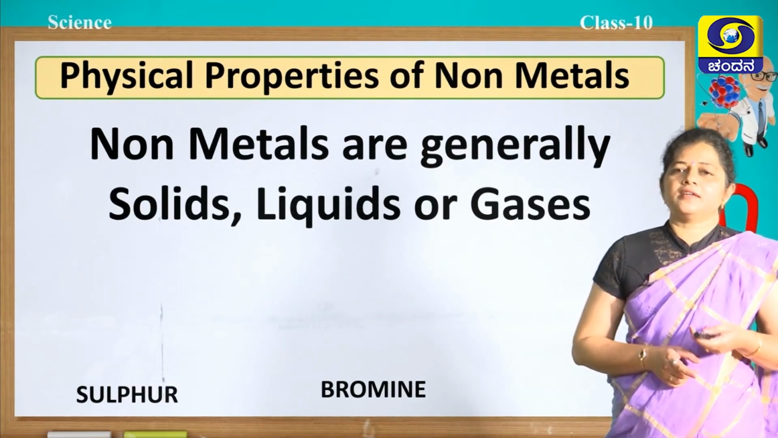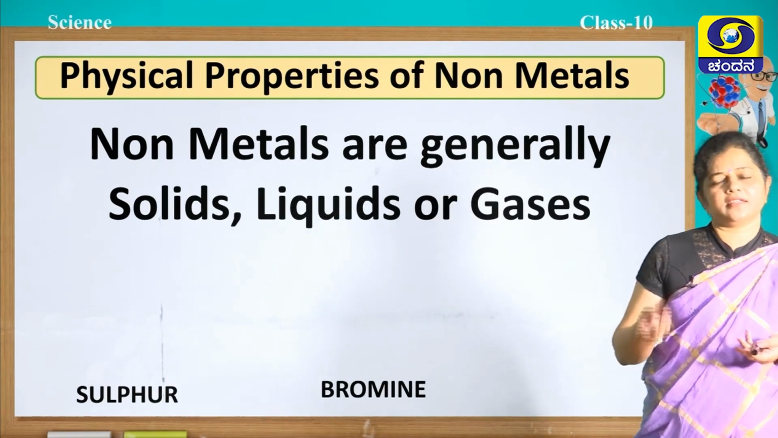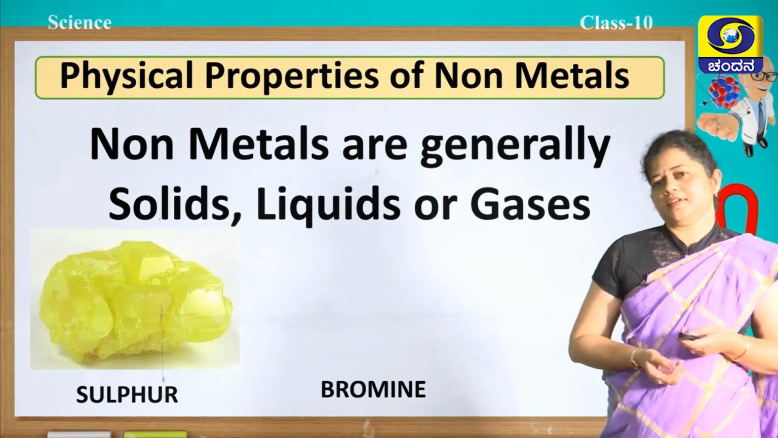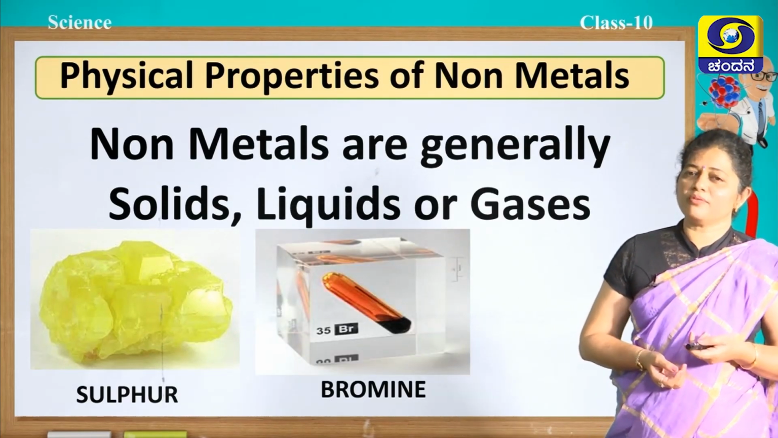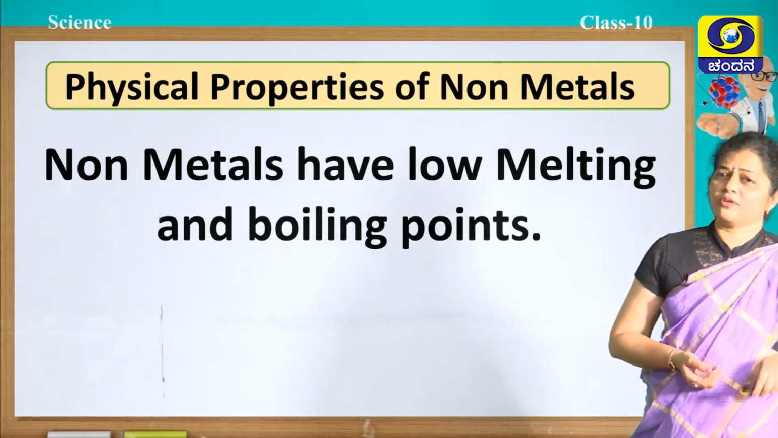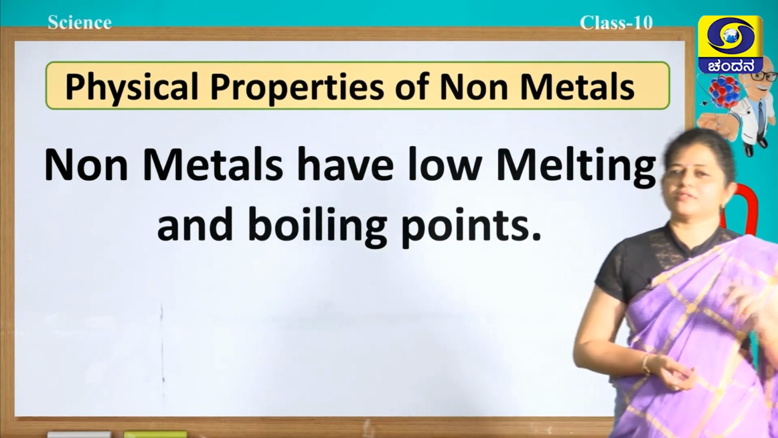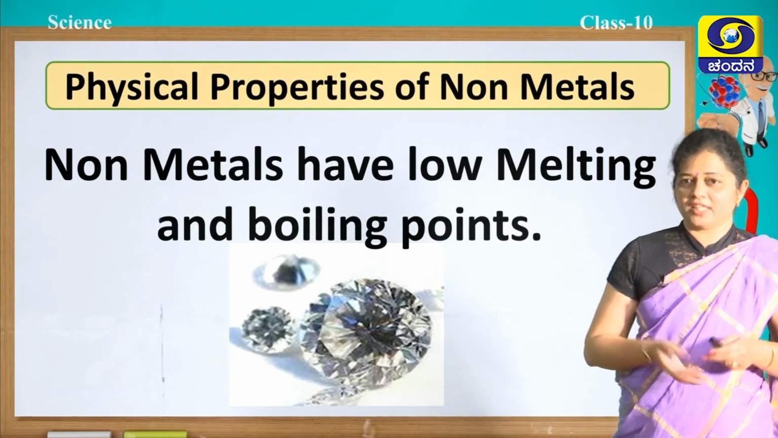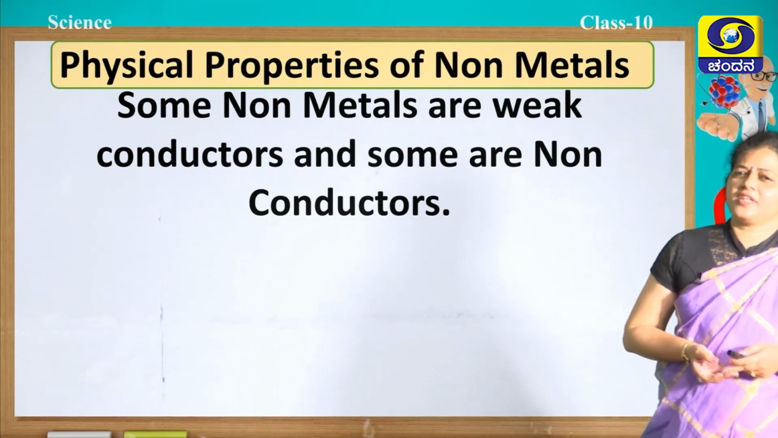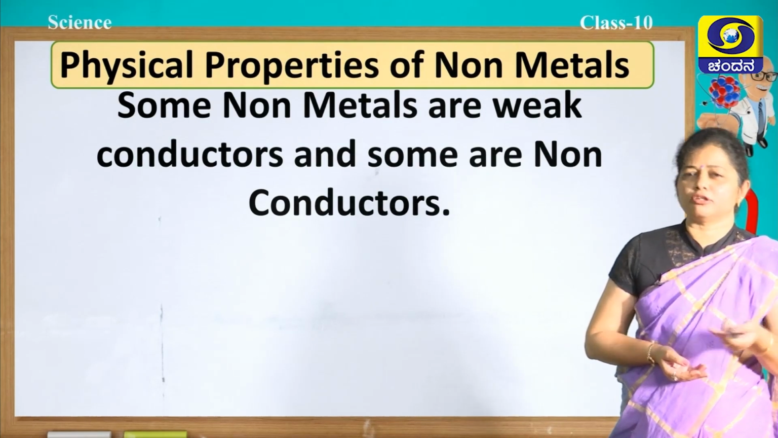And non-metals are generally solids, liquids or gases. They can be either in the solid state, the liquid state or the gaseous state. You can see sulphur, this is in solid state, and now bromine, this is in liquid state, and you have seen gases. And non-metals, compared to the metals, they have very low melting and boiling points. And you know diamond, can you melt diamond? No, definitely not. Some non-metals are weak conductors of electricity and some are non-conductors.